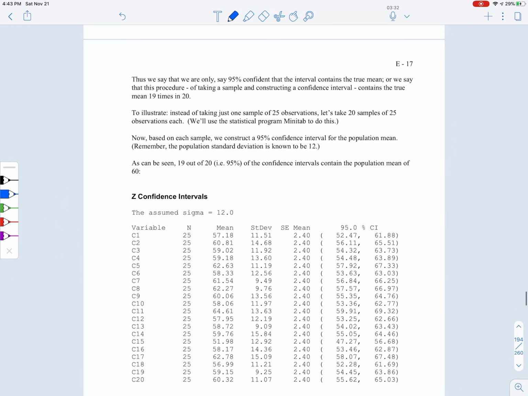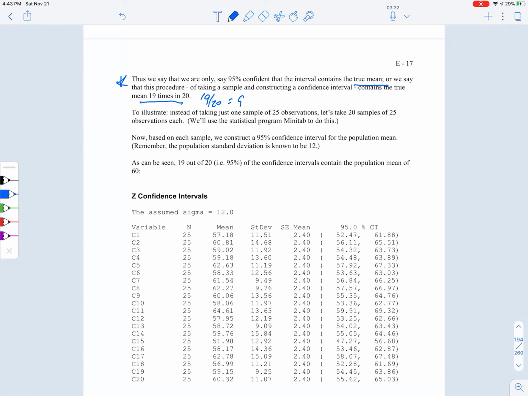And so it says right here, thus we say that we are only 95% confident that the interval contains the true mean. Or we can say that this procedure of taking a sample and constructing a confidence interval contains the true mean 19 times in 20. 19 divided by 20 is equal to 95%.